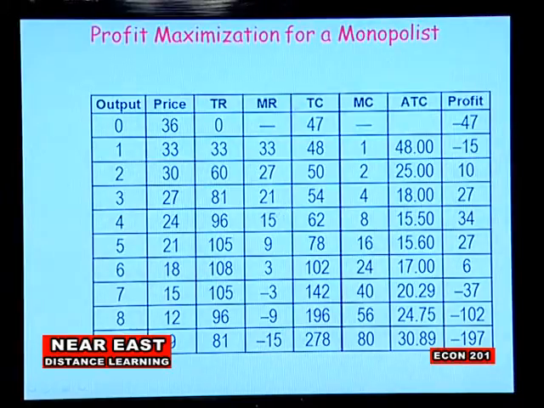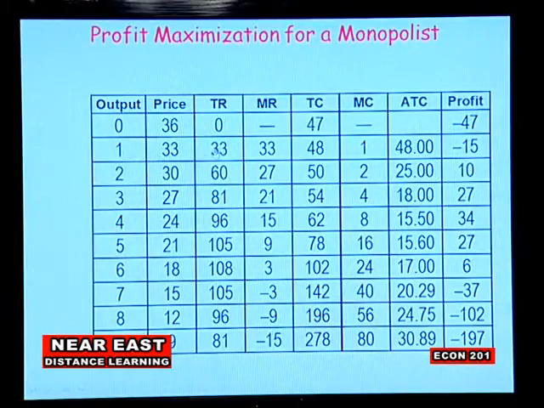You can see that if there is scarcity of the product, then the price of such a product goes high, and as more output is produced, the price comes down. Well, this is the revenue: price times quantity gives the total revenue. Marginal revenue is the change in total revenue as a result of a change in output.